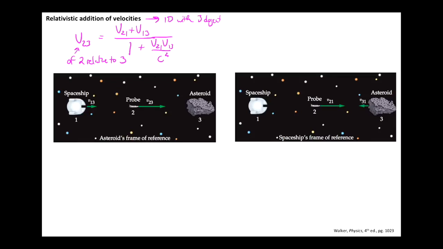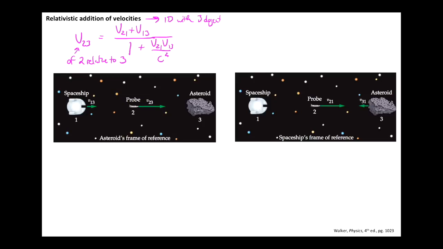Spaceship, space probe, asteroid. So notice we're saying that from the asteroid's frame of reference, there's a spaceship approaching at some velocity, and they shoot a missile or a probe or something. And now I see both of these coming at me with certain velocities. So it's the velocity of the spaceship relative to me, the asteroid, and the velocity of the probe, number 2, relative to me. Those are two velocities of things that are coming at me.